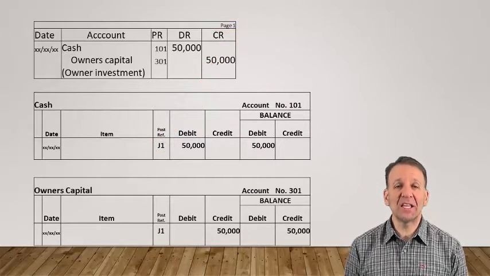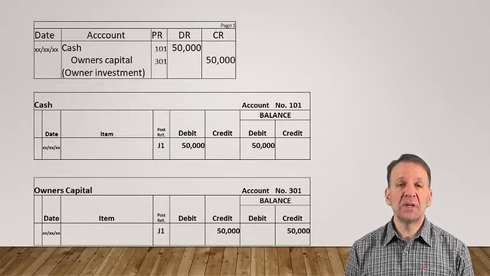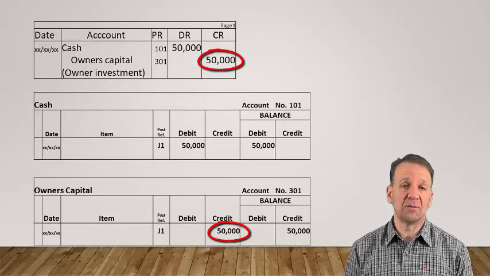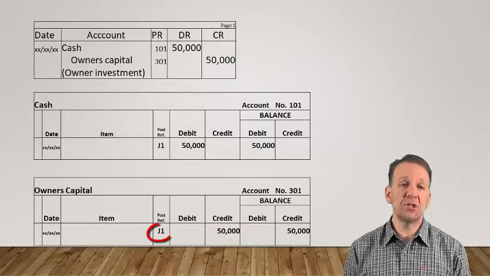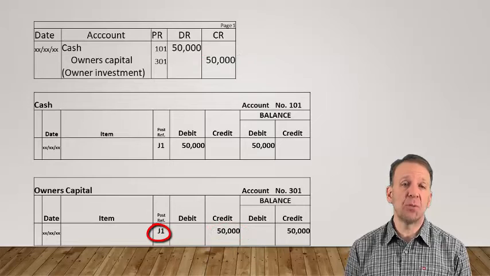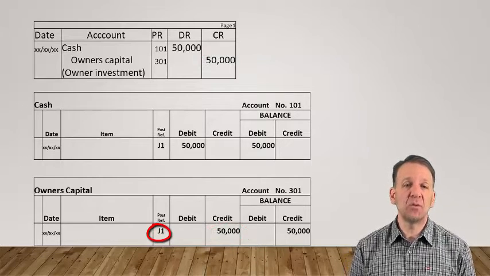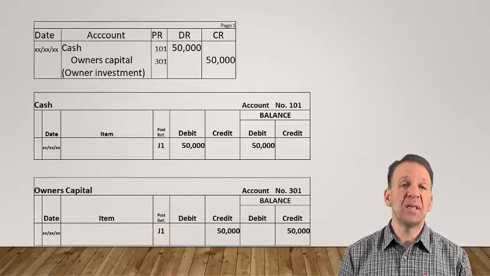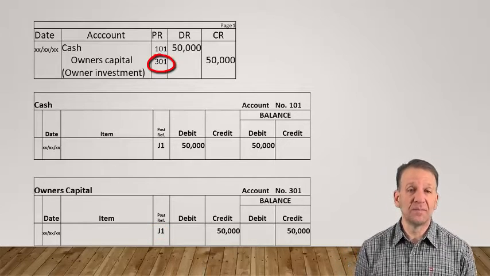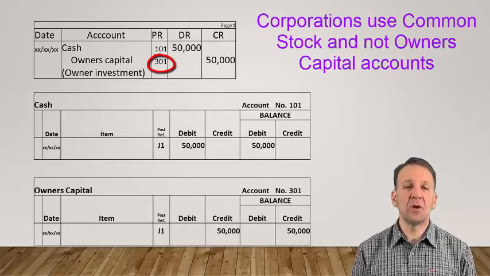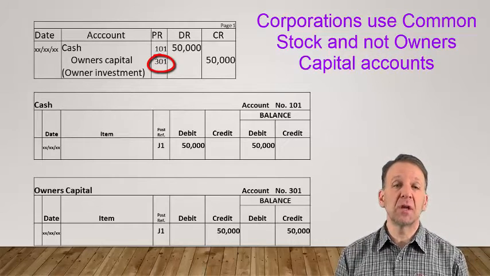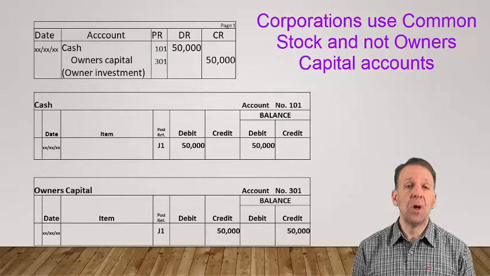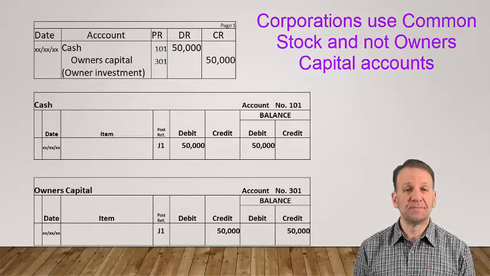Now, let's look at the owner's capital. You can see the second part of our journal entry affects the owner's capital account. We have referenced it J1, meaning that it came from the journal, page 1. And in the journal entry, you can see that we have now referenced it as PR301. Just a side note, for those students who are doing journal entries in the corporate form, this entry would not be to owner's capital, but would be to common stock.